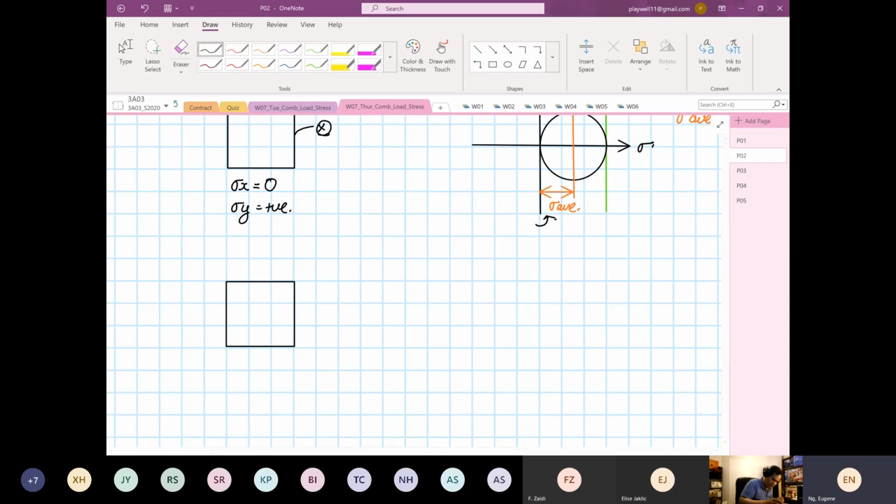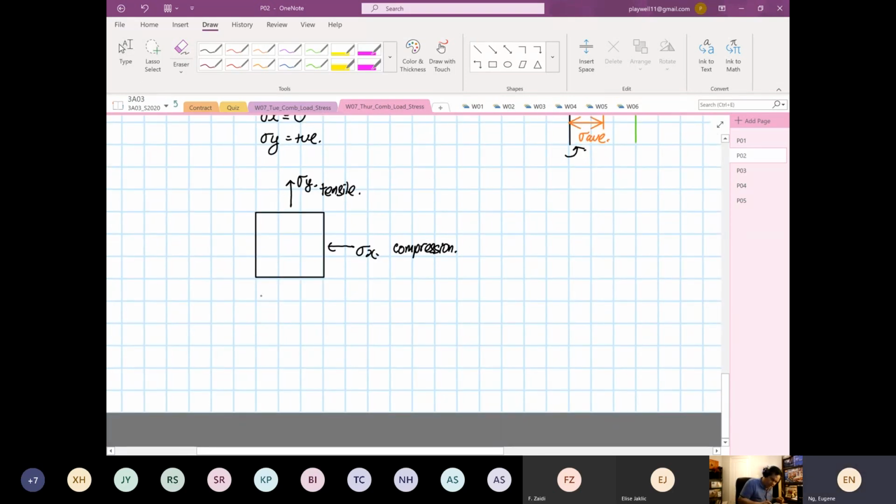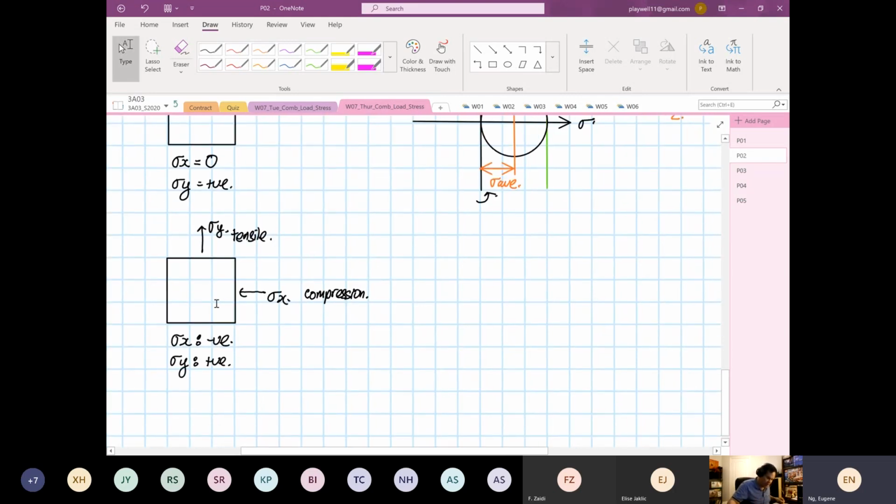where you have stress X and then you have stress Y. So when it's pointing towards the element is what we call compression. When it's pointing away from the element is what we call tensile. Okay, so for this case, stress X is negative, stress Y is what? Positive. So now we were to construct our element now.